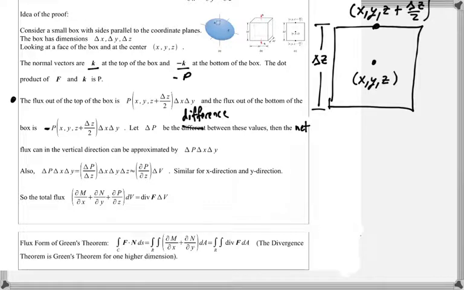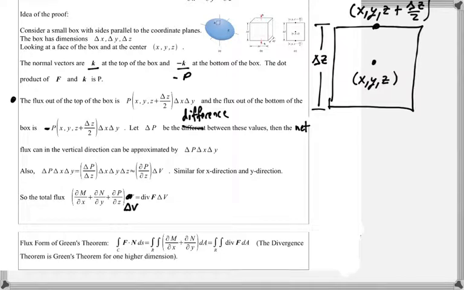And then we can do a similar construction for the x and the y direction. So the total flux is going to be the partial of M with respect to x plus the partial of N with respect to y plus the partial of P with respect to z, times delta V, which is equal to the divergence of F times delta V. We'll make a slight correction here: this should be delta V there.